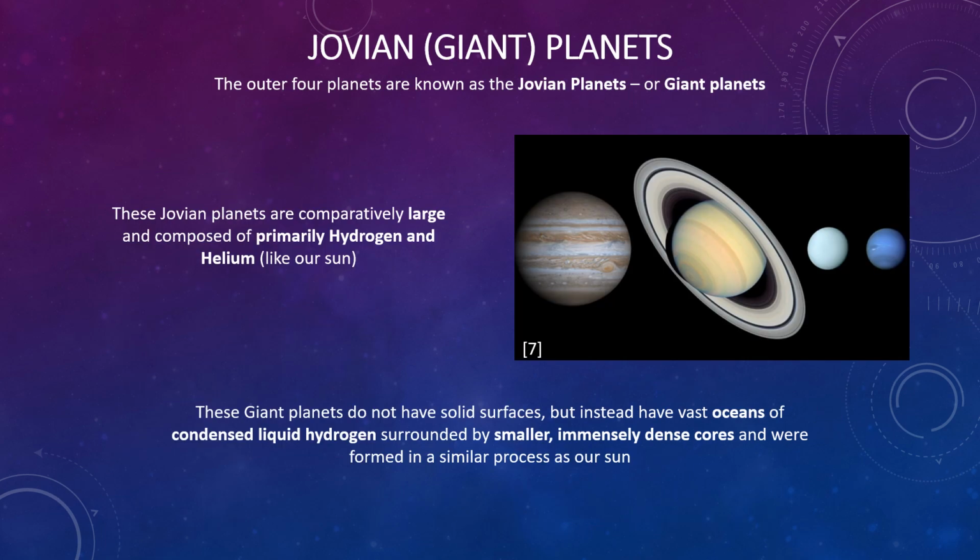As we move further out in our solar system, we come to the Jovian planets, these giant planets. And these are what we can call the gas giant planets. They are comparatively large to the terrestrial planets, and they are composed mostly of hydrogen and helium, much like our sun. Since they are composed mostly of gases, they lack a solid surface, but instead have very thick atmospheres of gases and then vast oceans of condensed liquid hydrogen, which surrounds much smaller, dense cores, which were formed in processes similar to our own sun.